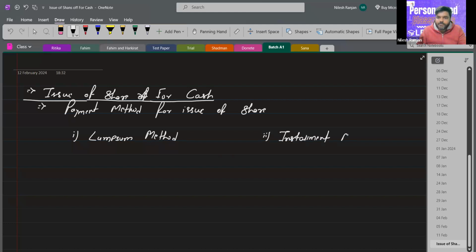First tell me the meaning and then the journal entry. Lump sum method is when the entire amount is paid at once. Installment is when it is paid in different calls or installments. Lump sum method means the company will receive the full amount at the time of application. In installment method, the company will receive the money in different installments, such as application, allotment, first call, final call.